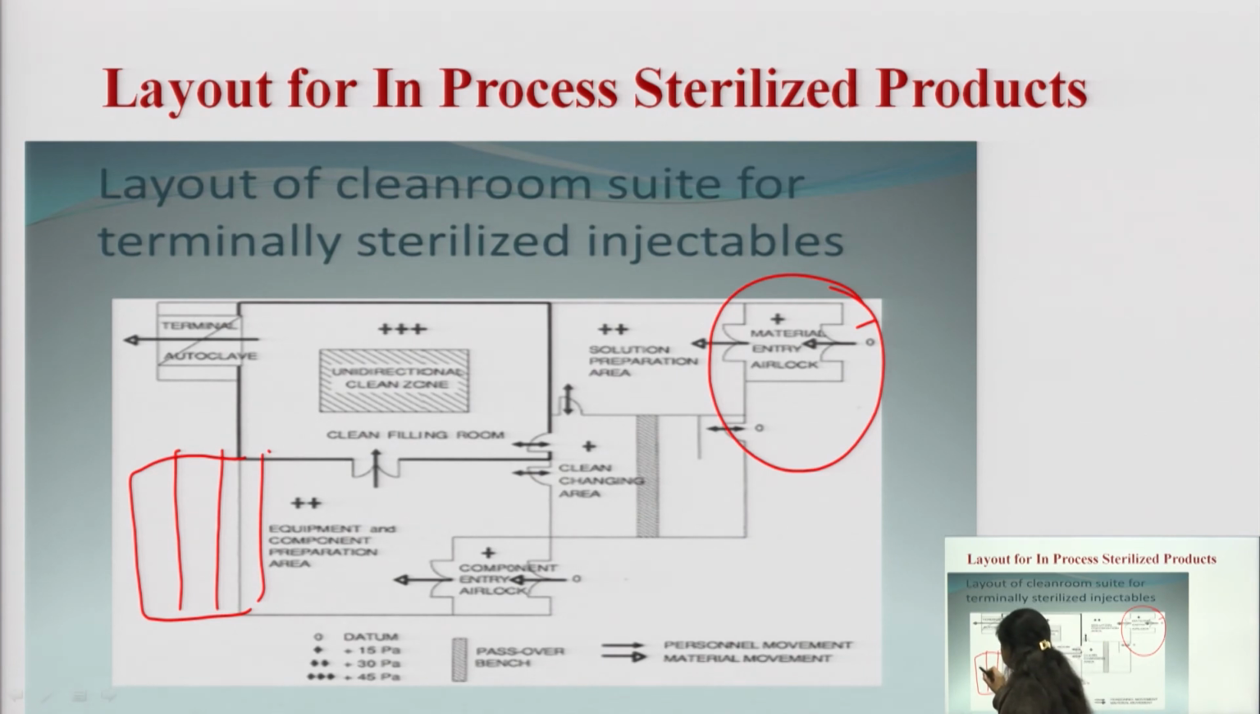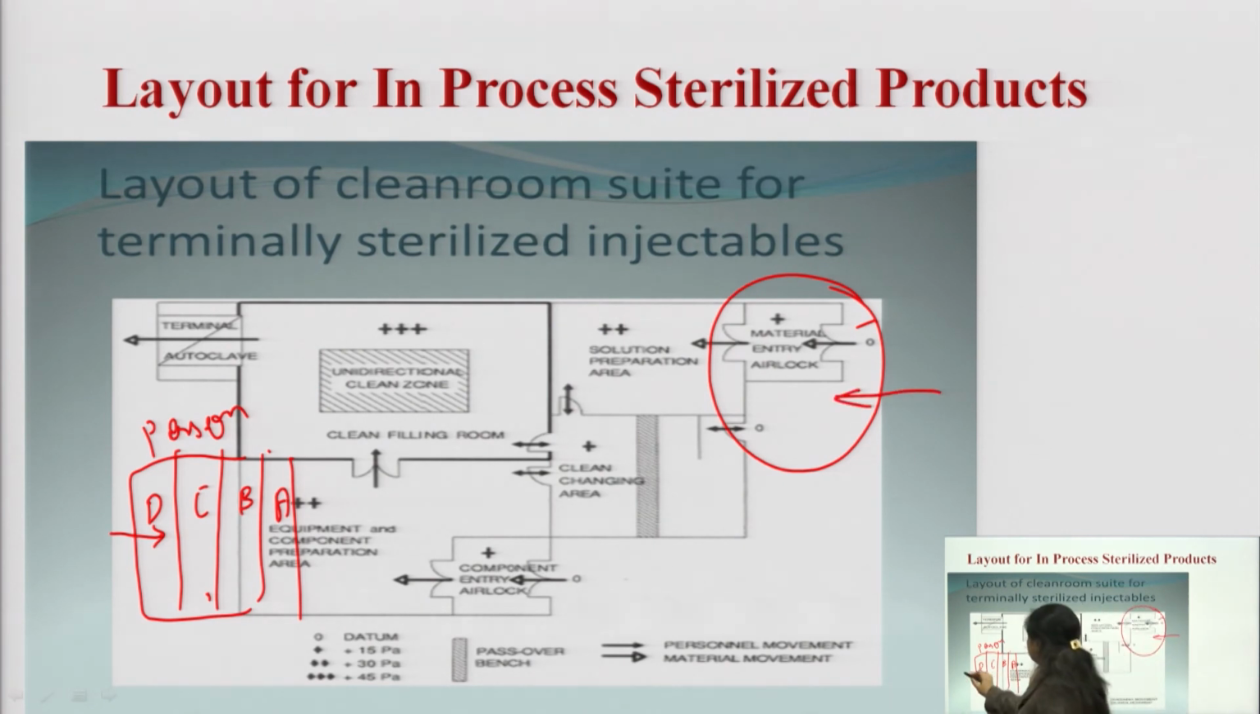The 4 zones are D, C, B, and here you will have A, but here we will have the personal entries. Person entry will take place from this side. Material entry will be from this side, and person's entry will be from this side. They will not move from one area to the other. Persons will enter from this side and remain here, and then they will move towards this aseptic area. They can't move to the material entry zone, they can only remain within this area. If they want to exit, they will exit from here only.